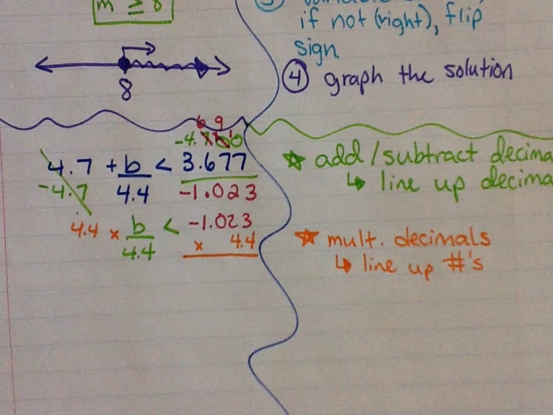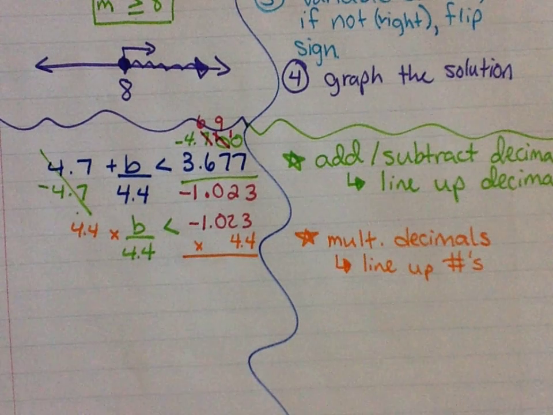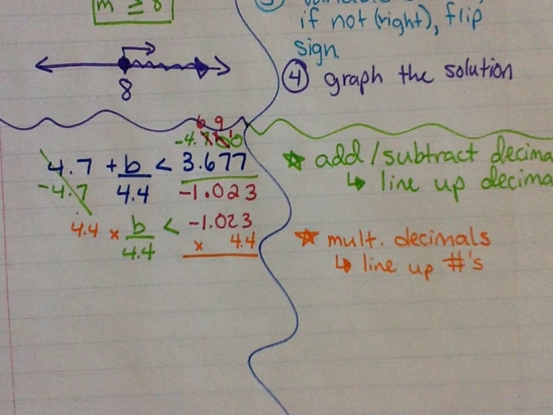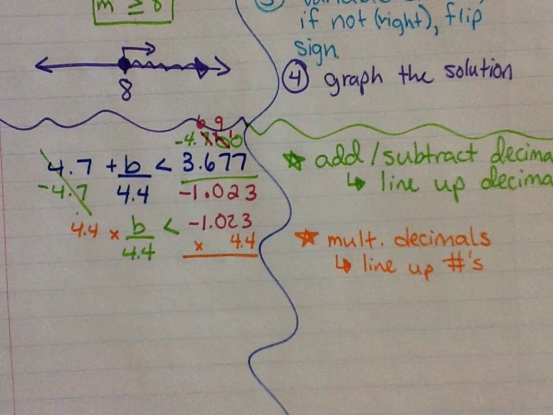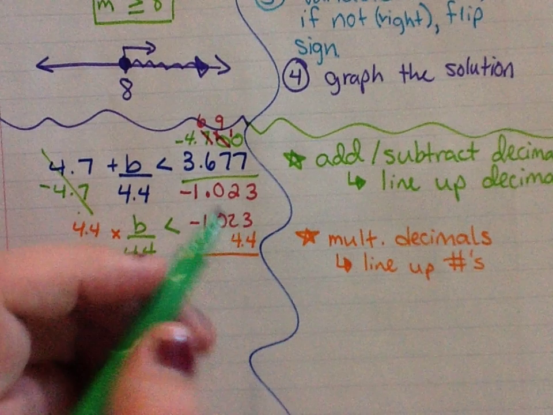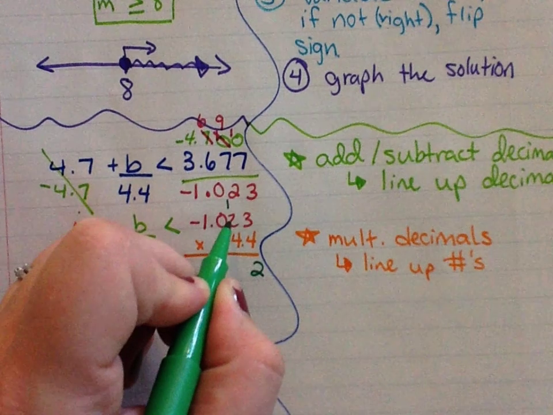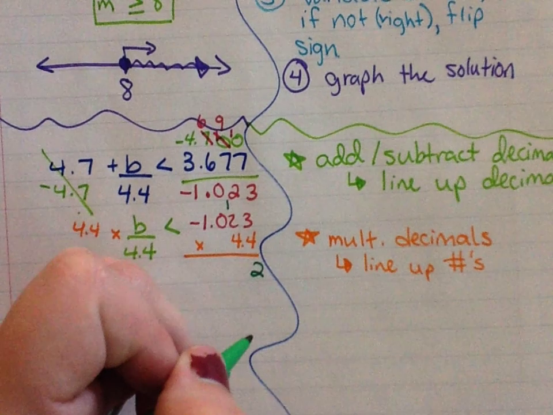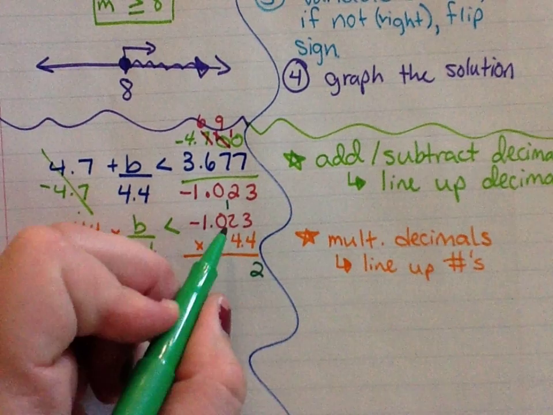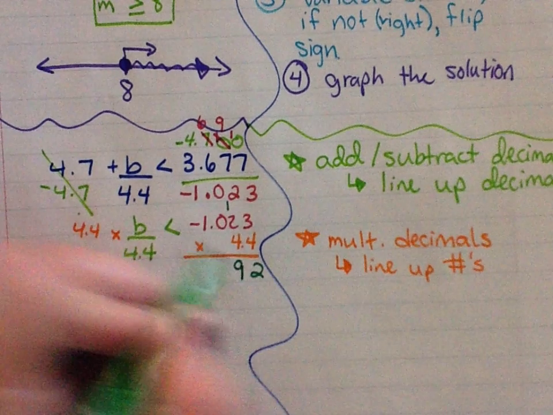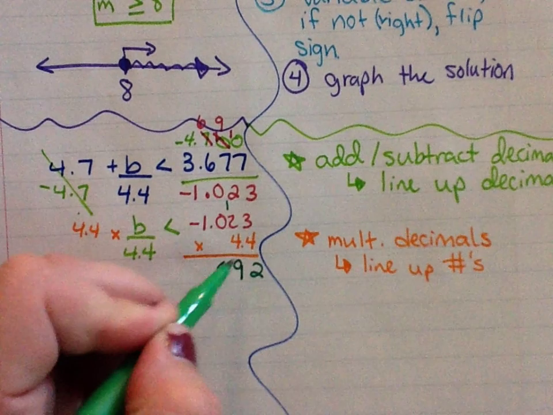Okay, now I just multiply like normal. So, 4 times 3, everybody. 12. Carry the 1. 4 times 2, everybody. 8. Guys, participate, please. Let's go. 4 times 2. 8. 8 plus 1. 9. Bring down the 9. 4 times 0. 0. 1 times 4.